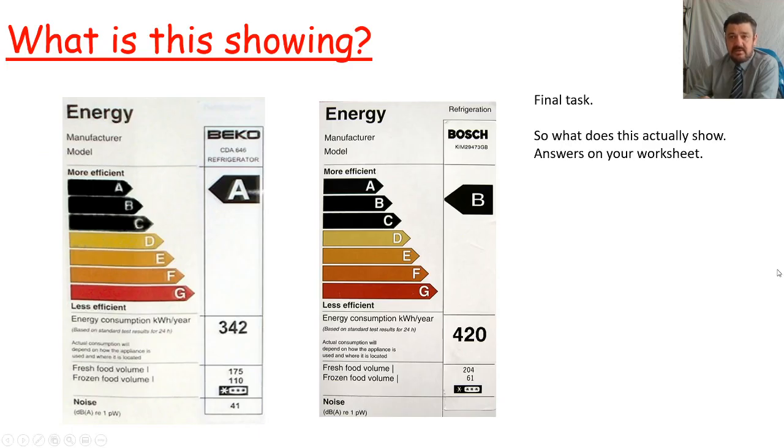Okay, so now you've done your tasks, we can actually sort of look at this now. So what do these stickers actually mean? Well, the more efficient it is, the less energy is being used by your device. And when you consider you have to pay for electrical energy, which is what we're going to cover in our next lesson, well, that makes a huge difference.